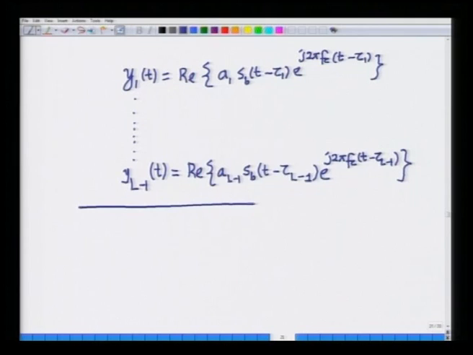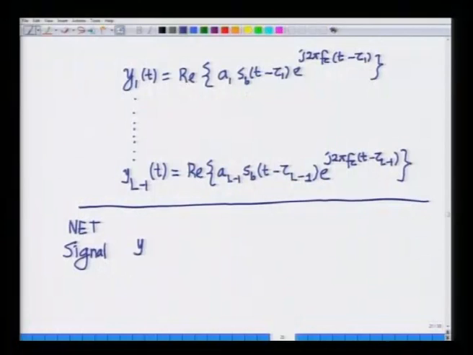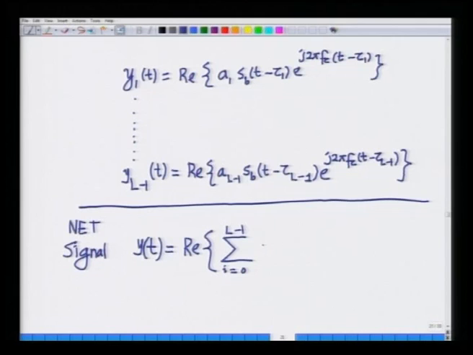Hence, the net wireless signal can be represented as the sum of all the signals arriving from the multipath components, or the sum of all the signal copies arriving through the different paths, and that is simply y(t), which is real part of the sum of all the above components, and I can represent that compactly using the sum notation as sigma i equals 0 to L minus 1 a_i s_b(t minus tau_i) e^(j 2 pi f_c (t minus tau_i)).